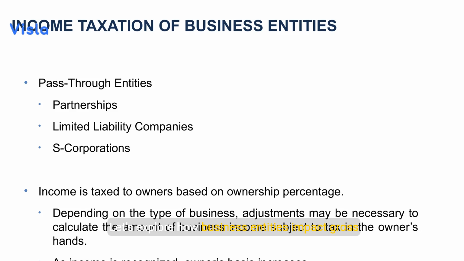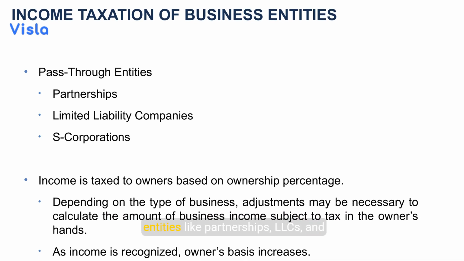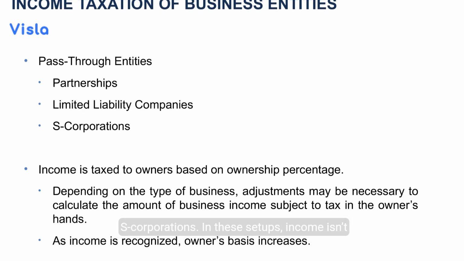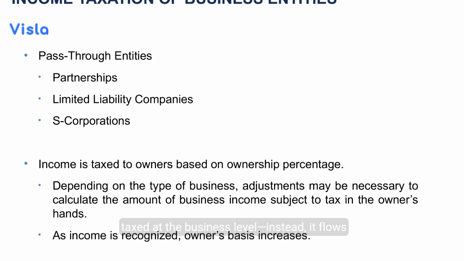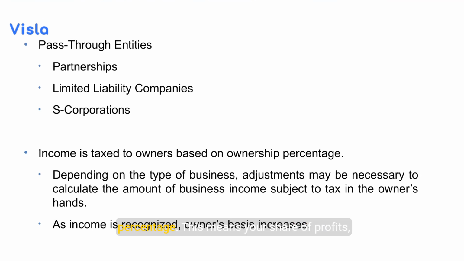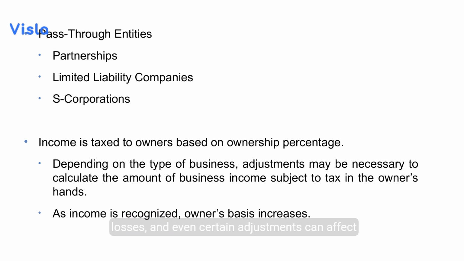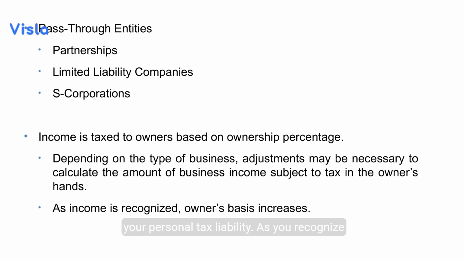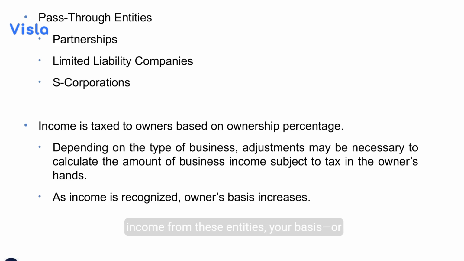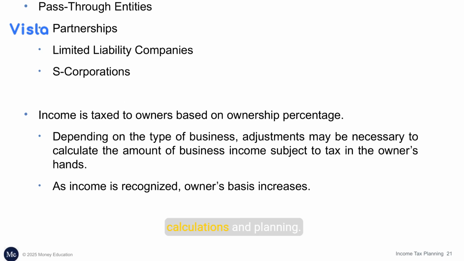Let's explore how business entities impact gross income, especially when it comes to pass-through entities like partnerships, LLCs, and S corporations. In these setups, income isn't taxed at the business level. Instead, it flows directly to owners based on their ownership percentage. This means your share of profits, losses, and even certain adjustments can affect your personal tax liability. As you recognize income from these entities, your basis or investment increases, influencing future tax calculations and planning.